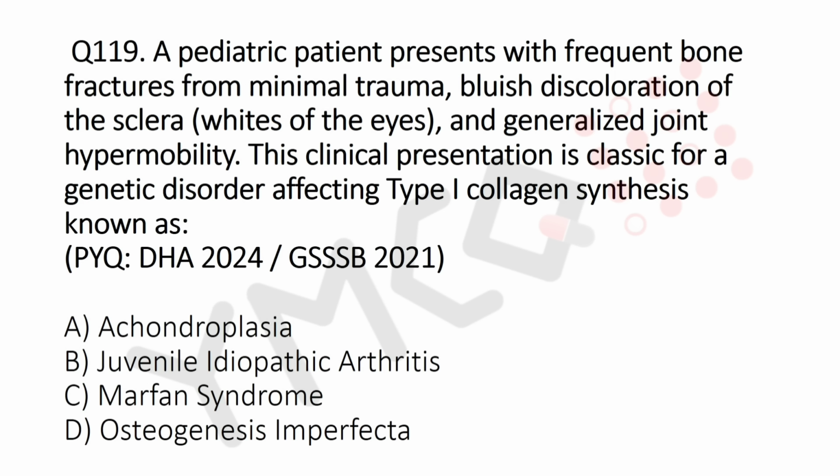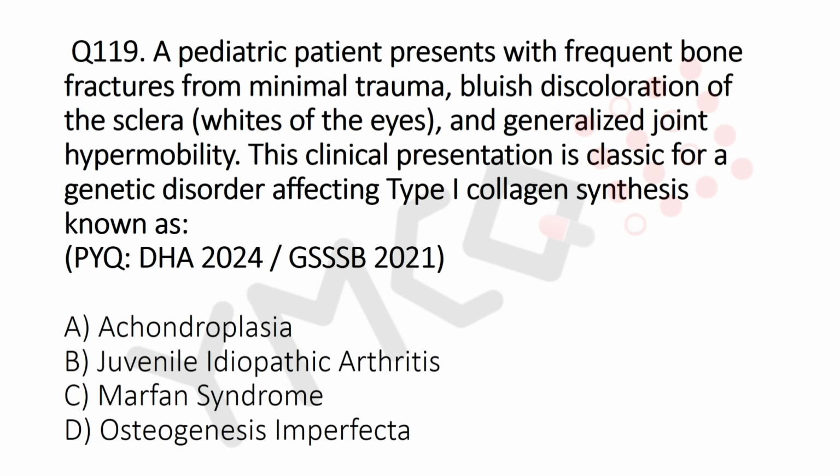A pediatric patient presents with frequent bone fractures from minimal trauma, bluish discoloration of the sclera, and generalized joint hypermobility. This clinical presentation is classic for a genetic disorder affecting type 1 collagen synthesis known as option A, achondroplasia, option B, juvenile idiopathic arthritis, option C, Marfan syndrome, option D, osteogenesis imperfecta.